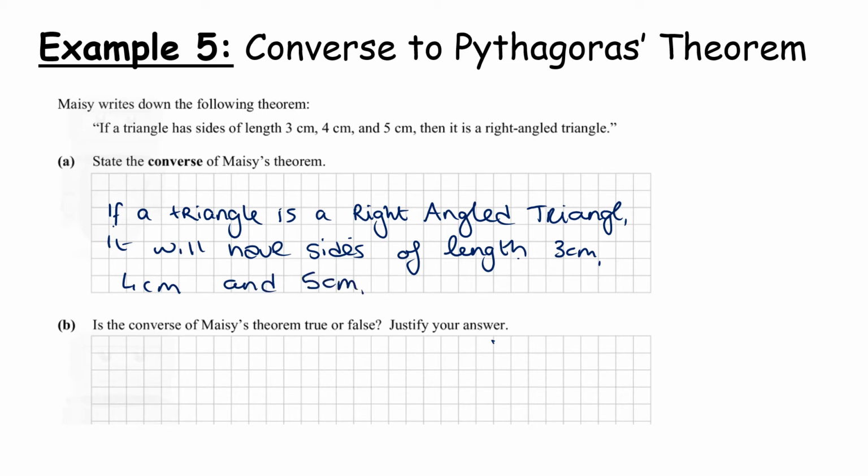So is the converse of Maisie's theorem true or false? Well, it's false, because just because it's a right angle triangle doesn't mean it'll have the lengths 3, 4 and 5. Yes, 3, 4 and 5 mean that it is a right angle triangle, but the converse of this is not necessarily true. And that's an important note about the converse of any theorem. Sometimes the converse is true and sometimes the converse is not true.